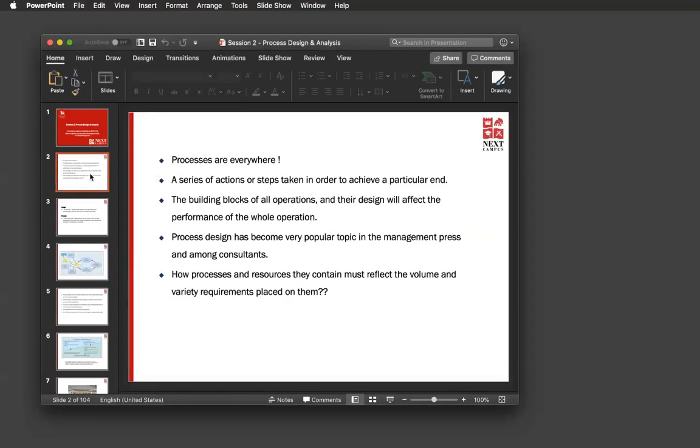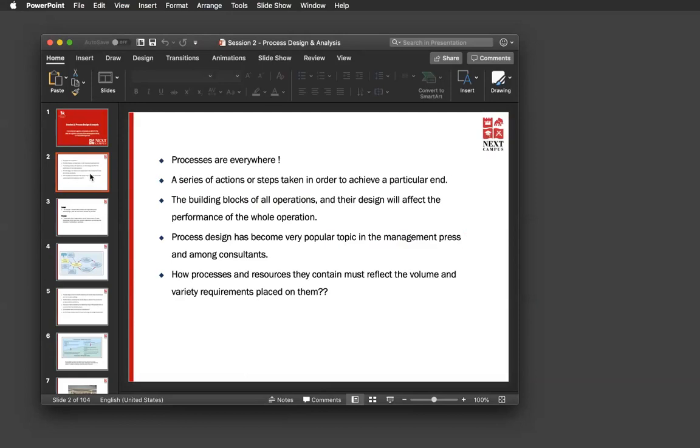the second slide here shows a little bit more on what processes are. So without a process, no organization, no business unit can operate. A process is actually the building blocks of all operations. A process is a sequence of things that happens to make the final output.